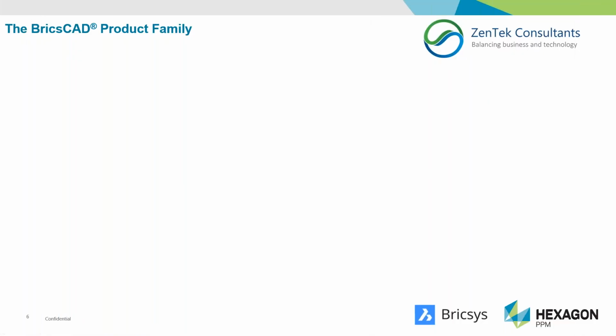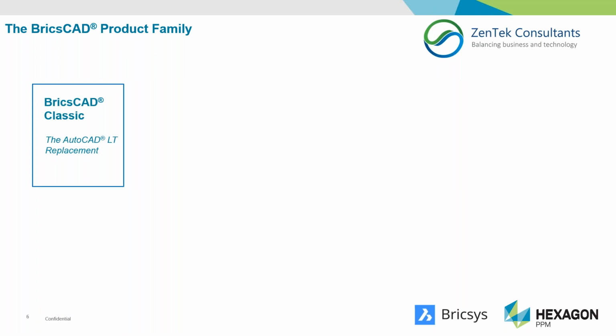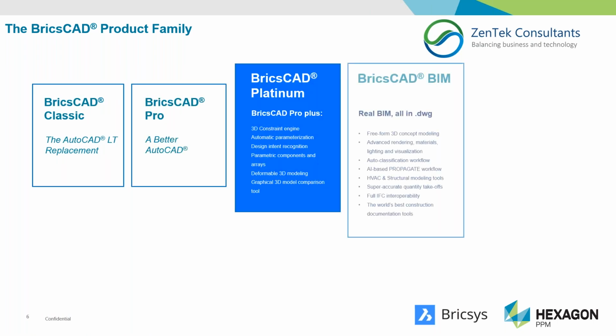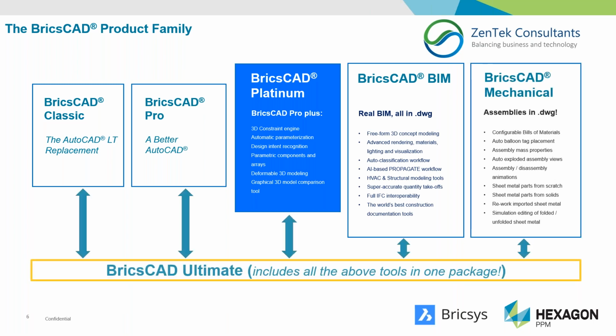And just let you know that there are different versions of BricsCAD available: the Classic, the Pro, the Platinum, BIM, Mechanical, and Ultimate. The Ultimate literally includes everything else. They all work in the same drawing file format. No difference.